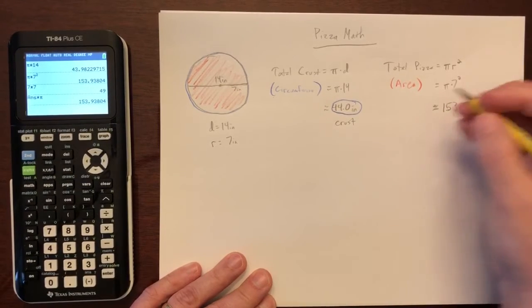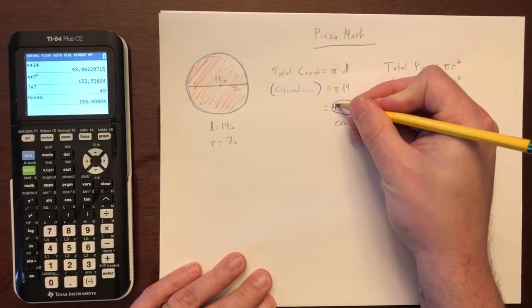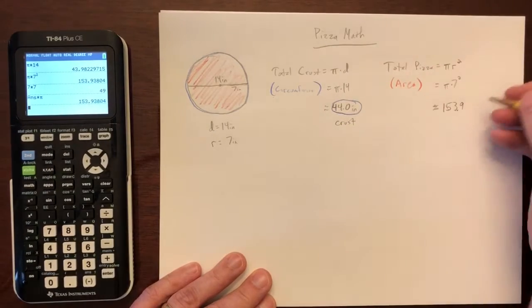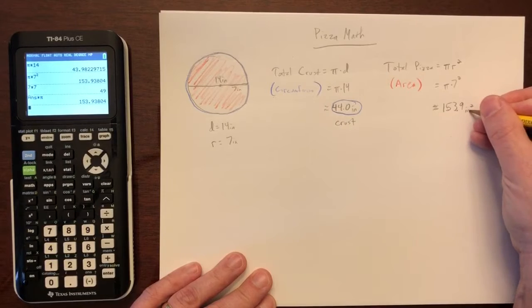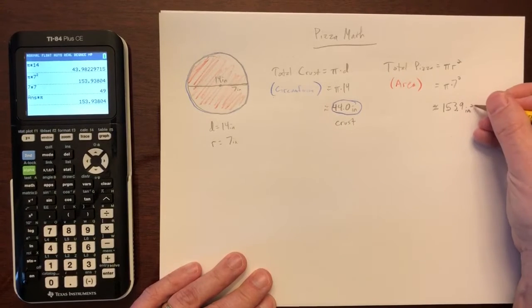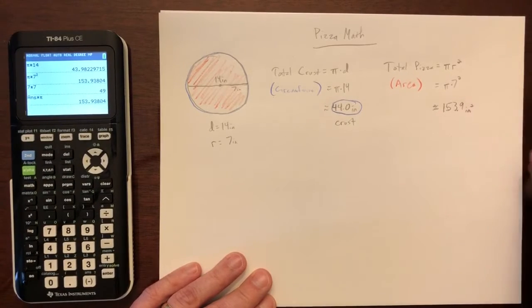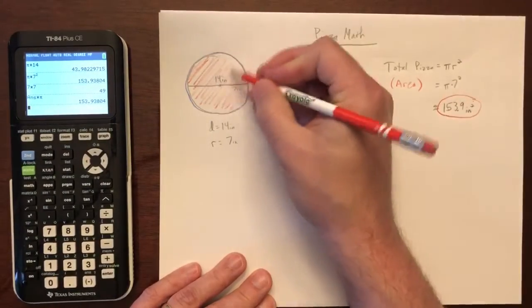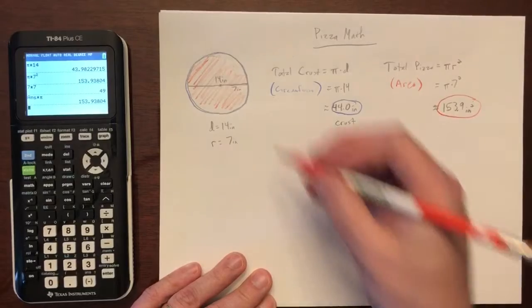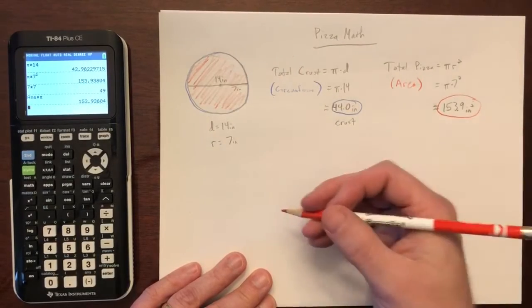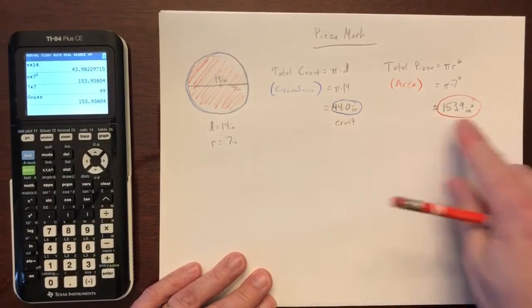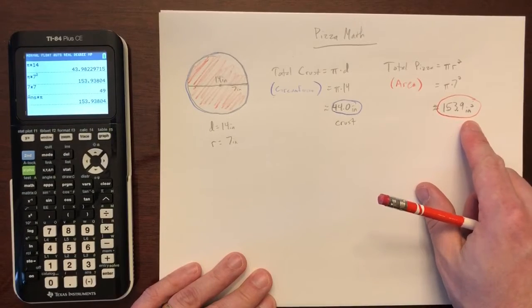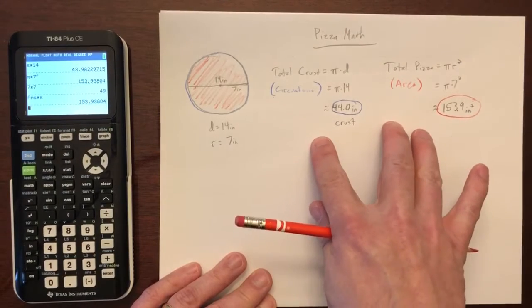And then what would be the units? Well, crust was just length, so that was inches. Area is going to be square inches. You write inches squared, but you generally say square inches. Okay, so we're saying that that is the amount of pizza. That's how much pizza is actually in a large Domino's or a large Papa John's pizza. Okay, about 153.9 square inches of pizza. Okay, so that's a little bit of review.